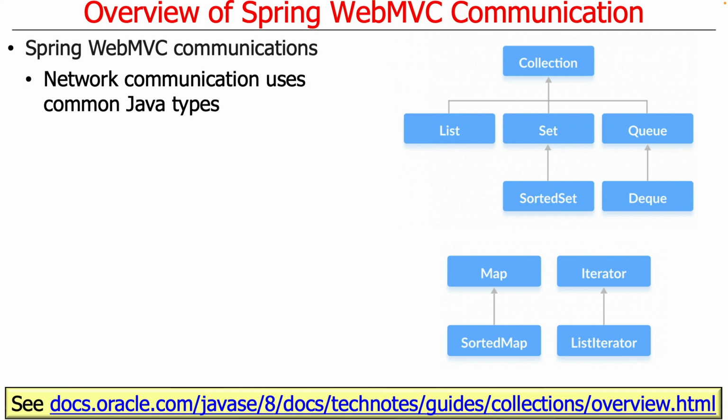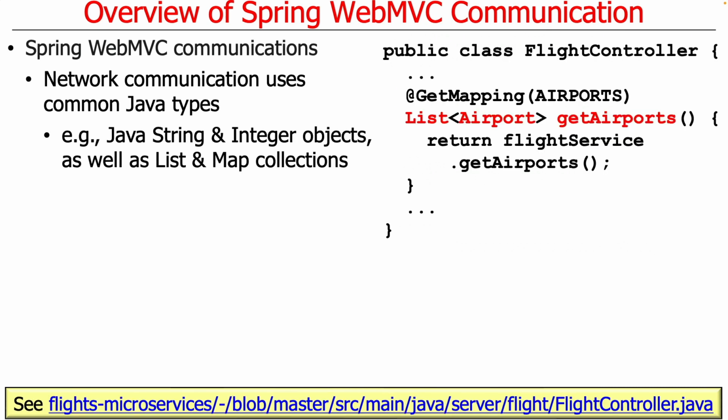So collections of various sorts, lists, sets, you have maps, and so on and so forth. And you can pass these as parameters, and you can return them as return results from method calls that are called across the network. So you can have Java strings and integers. You can have lists and maps.